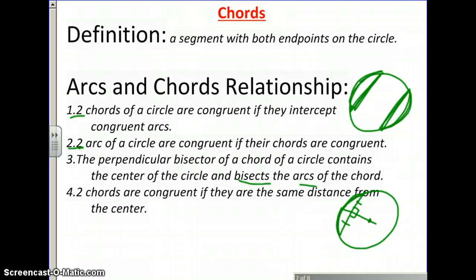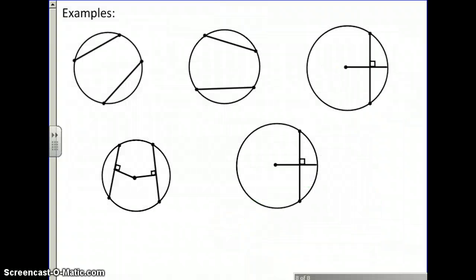And the fourth one, two chords are congruent if they're the same distance from the center. So visual here. This is my center. And let's say to this chord is 3. And then to this chord is 3. Then that means these chords must be the same length. And like I said, we'll do examples. If at any point I go too fast, just push pause. We're almost done. The chord examples go actually really quickly.